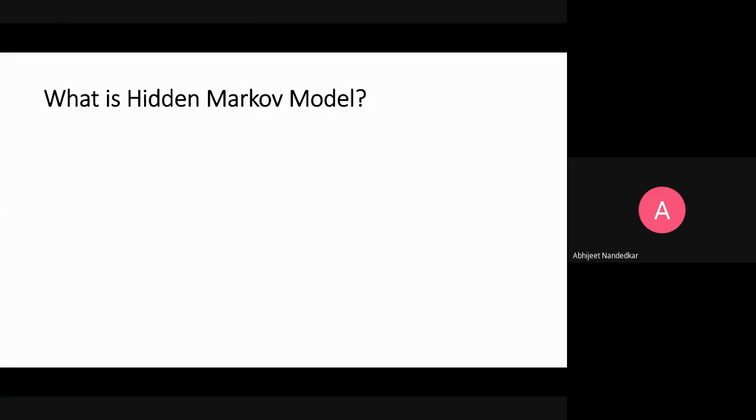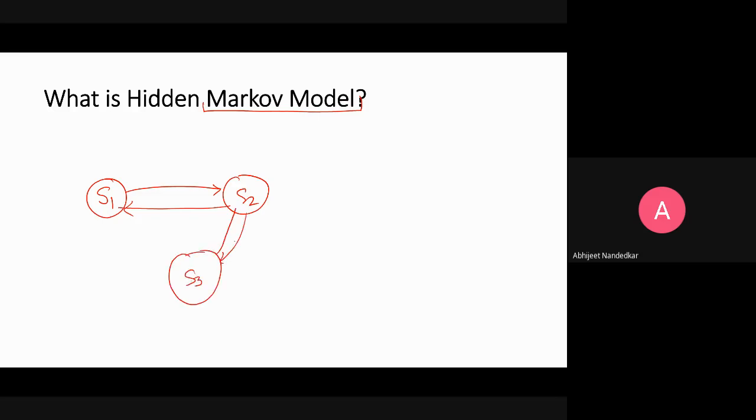Then the question is, what is hidden Markov? Because the title of your chapter is hidden Markov model, and we have seen only the Markov model. The Markov model is basically the model which describes transitions from one state to another state. Suppose there are three different states, so you can have this relation.